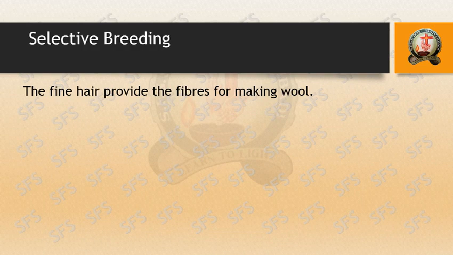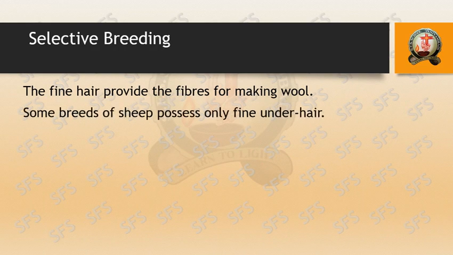Actually, the fine hair which is present close to the skin, that hair only we pick, and it is helpful for obtaining good quality wool. So some breeds of sheep possess only fine underhair. There are some breeds which grow only fine underhair.